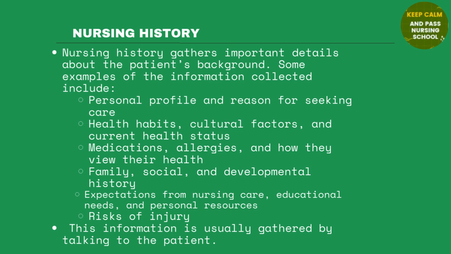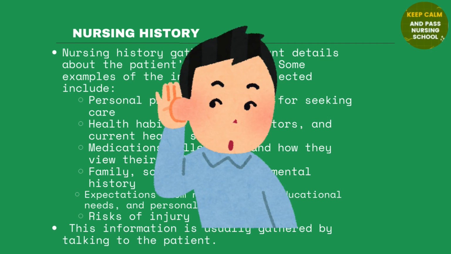You want to know how the patient views health and illness, what their coping methods are, and what their risk factors are as they relate to coping mechanisms. Other information that you want to collect is family and social history, so the family background and environmental factors. You also want to know about their expectations and educational needs, in which you want to understand what the patient and family expect from care and how they can learn and participate.